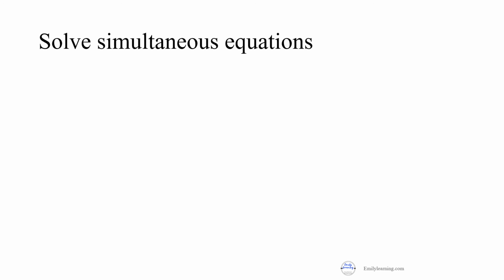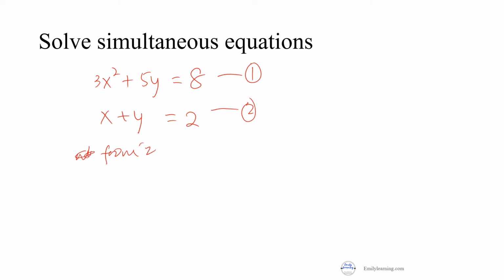Next, you learn about solving simultaneous equations. For example, you have 3x squared plus 5y equals 8, and you have x plus y equals 2. To solve a simultaneous equation, we usually use the substitution method. So I'll use equation 2 and make one of them the subject. For example, I'll make y the subject, and I label it equation 3. Then I will sub 3 into the equation that I have not used yet, which is equation 1.